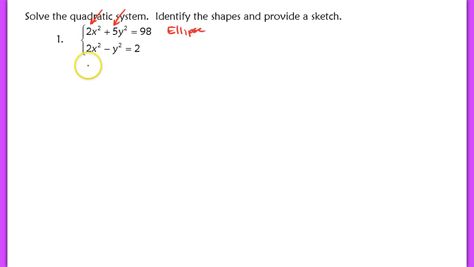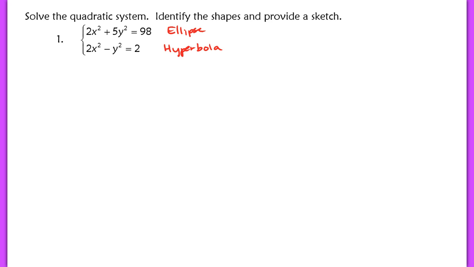Now if we look at the bottom line here, I notice that I have a negative in front of that y squared term, so I know this is going to be a hyperbola. You have to be careful though, because sometimes there might be more than one negative in the equation, so you might want to look at the final standard form of that equation before you determine which type of conic you're looking at. Okay, so now let's get started with actually solving this system.